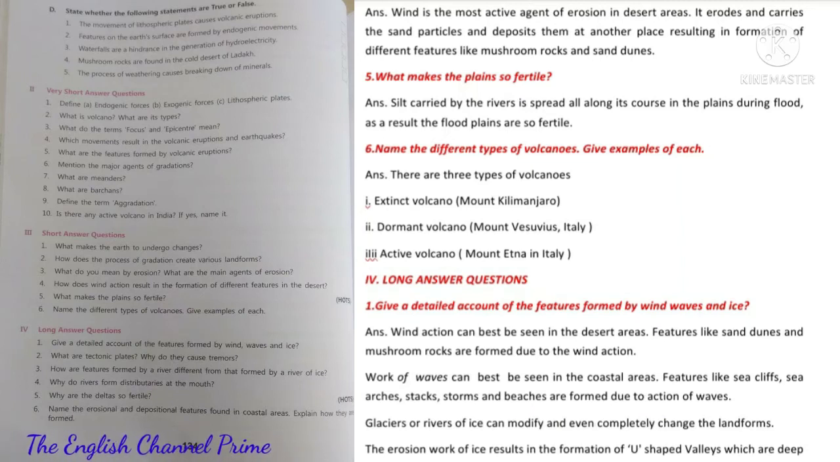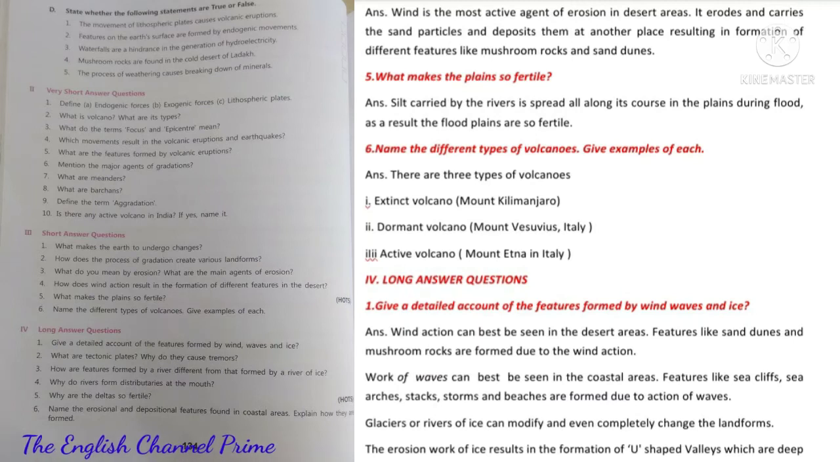Fifth question, what makes the plains so fertile? Answer, the silt carried by the rivers is spread all along its course in the plains during flood. As a result, the flood plains are so fertile.